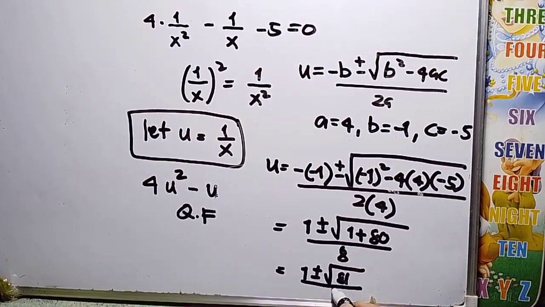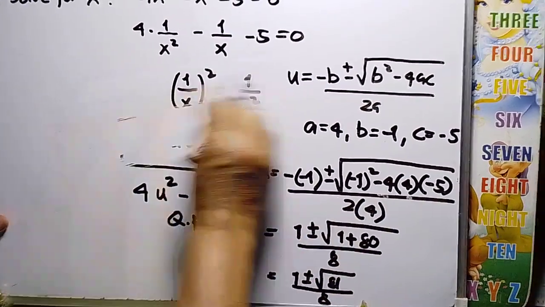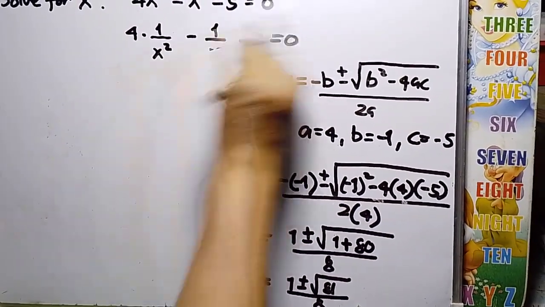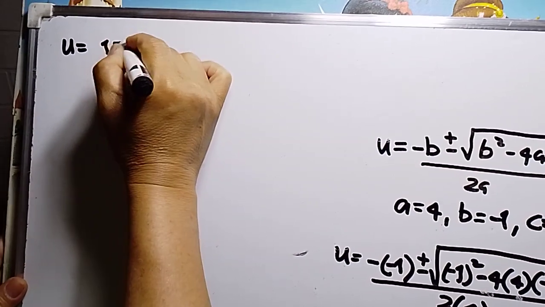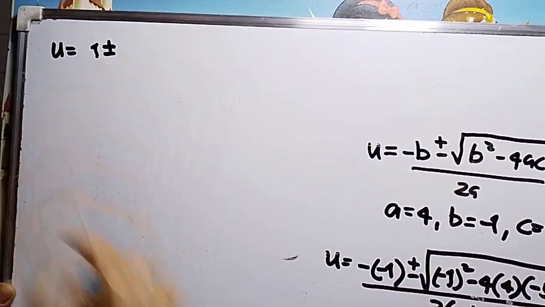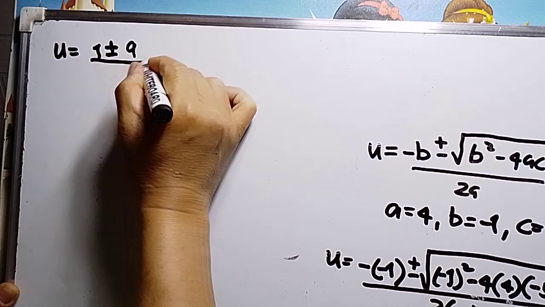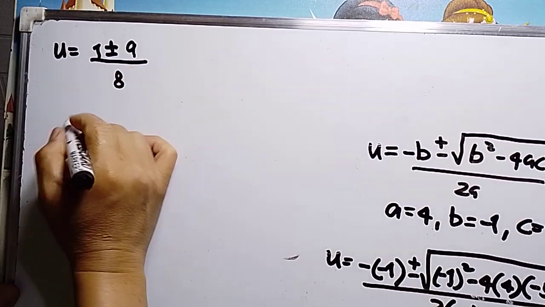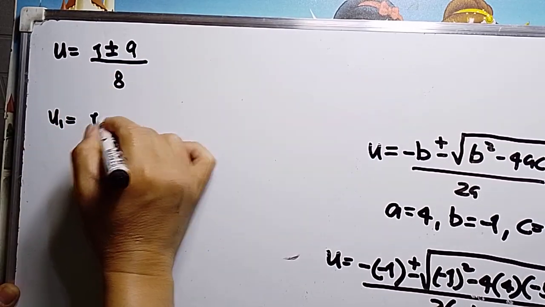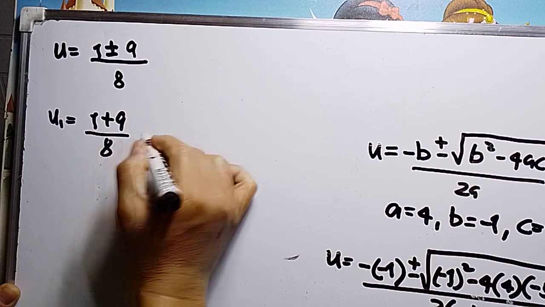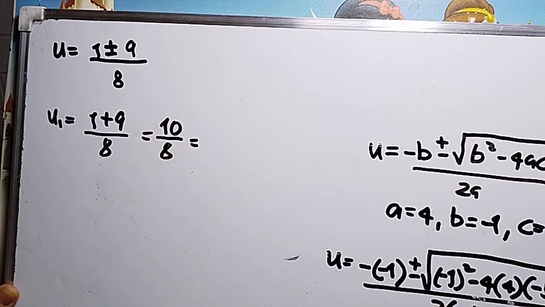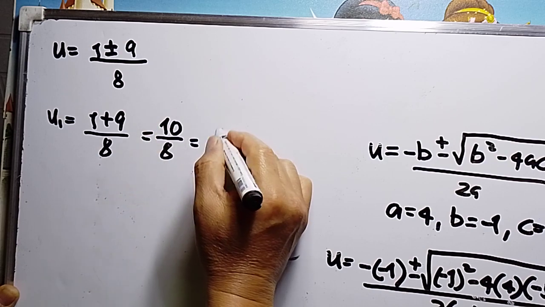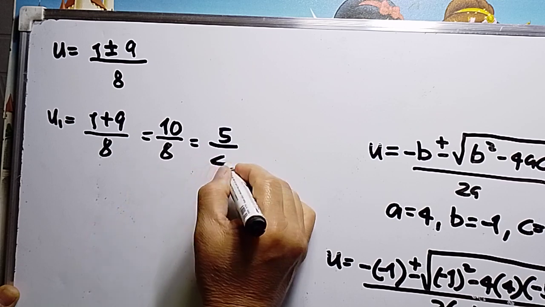That will be 81 over 8. Sorry for the inconvenience because my whiteboard has limited space. So u equals 1 plus or minus the square root of 81, which is 9, over 8. So u1 is 1 plus 9 over 8, that will be 10 over 8. Then I need to reduce this because they are even numbers. Dividing by 2, that will be 5 over 4.